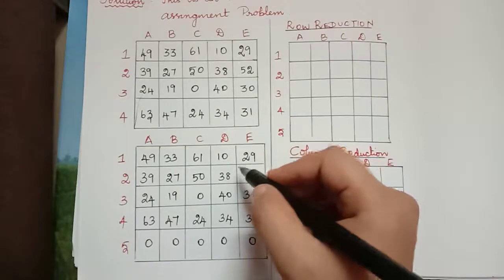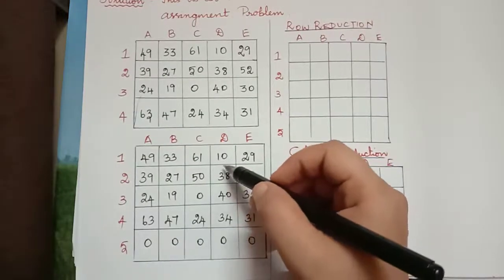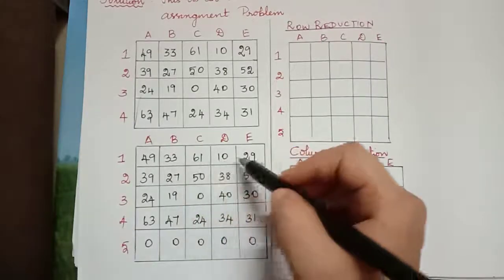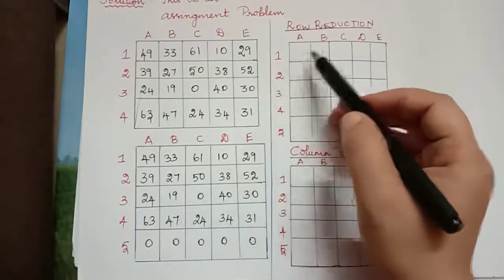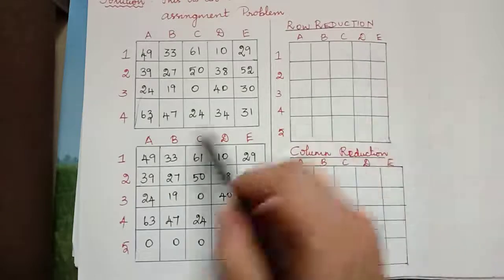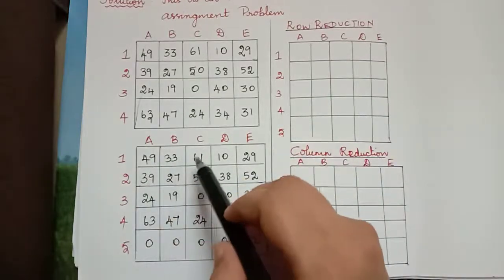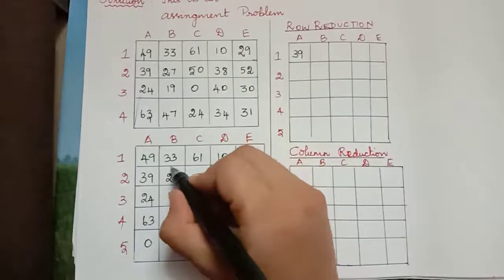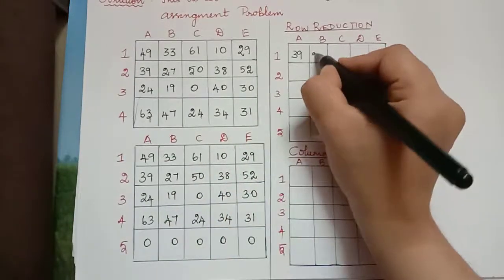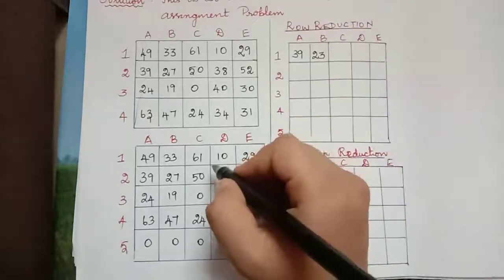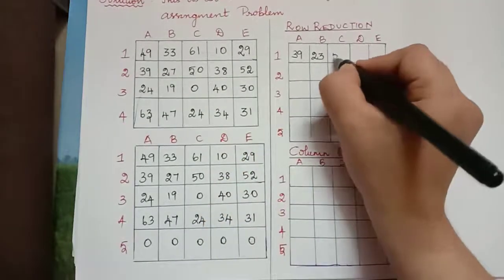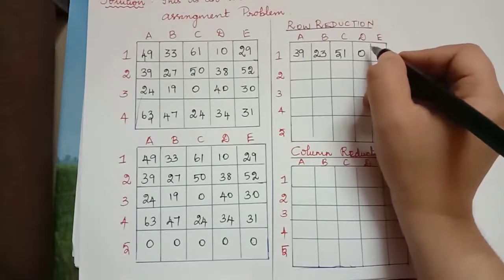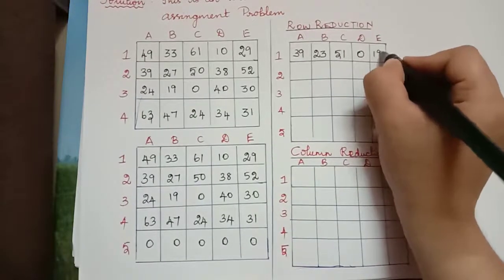In the first row, the minimum element is 10. So we have to subtract this 10 from the rest of the elements and replace the cells by those values. Now if we see, 49 minus 10 is 39. Similarly, 33 minus 10, which is 23. And 61 minus 10 is 51. 10 minus 10 is 0. And 29 minus 10 is 19.